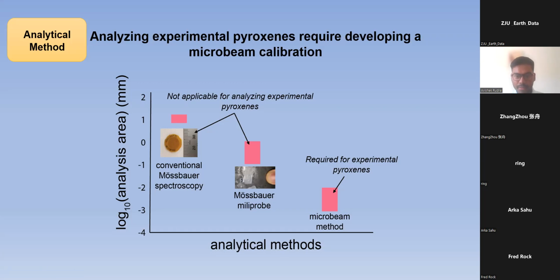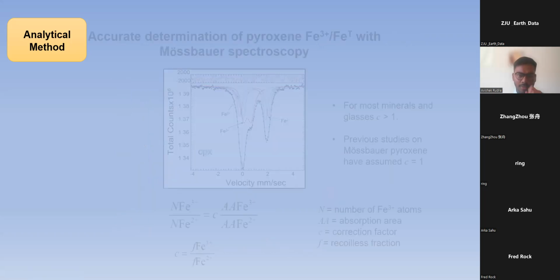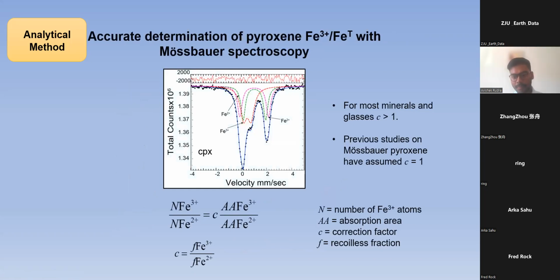So these tiny crystals are very difficult to separate out, and often they are embedded within the glass. So you need a microbeam method like a microprobe or some other method in order to measure ferric iron. You need something like this method, which you can then use to measure the ferric iron in the experimental pyroxenes. So what we did, we set out to collect a bunch of pyroxene crystals from all over the world, from different museums, so that we can use those as our standards to develop a microbeam method.